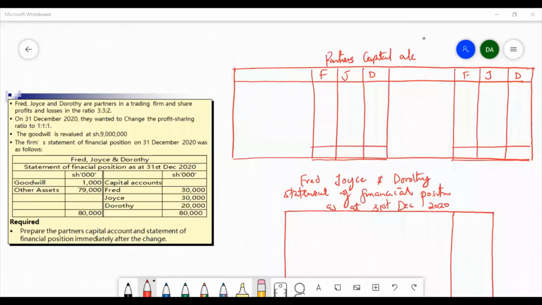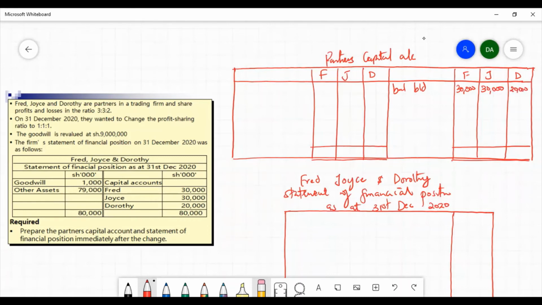The second approach to the answer of this question is a situation where there is no goodwill account opened. In this case, goodwill is accounted for directly in the partner's capital account. We therefore start with the capital balances brought down before the change takes place. Balance brought down for the partners: Fred, 30 million, Joyce, 30 million, Dorothy, 20 million.